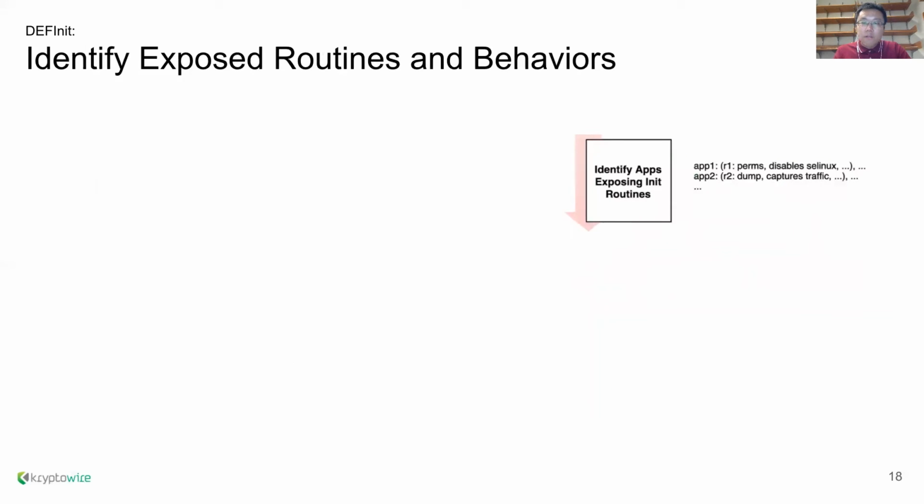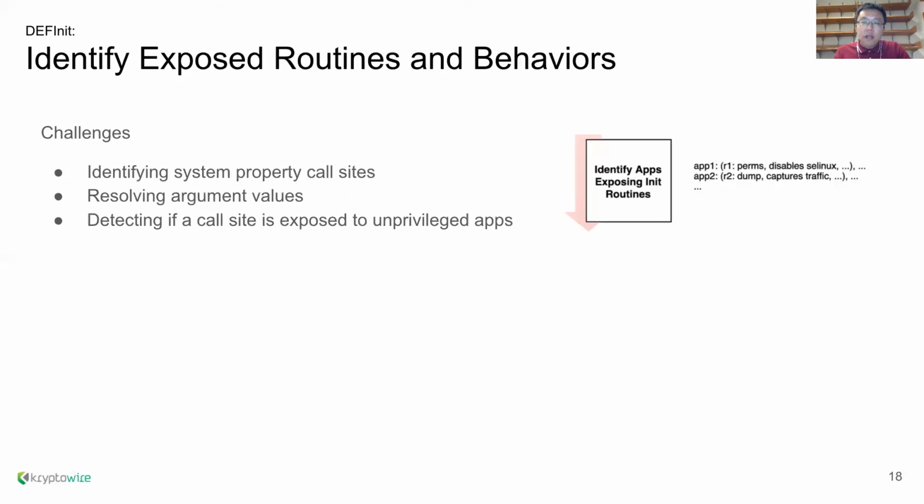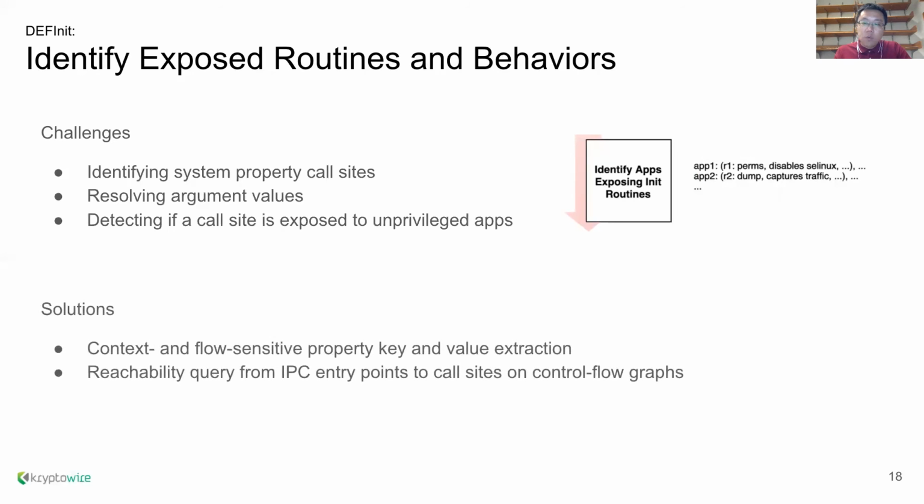In the last step, we identify the exposed routines and their behaviors. This requires identifying app call sites that invoke APIs, setting system properties, and resolving the corresponding argument values. We also need to detect if a call site is exposed to unprivileged apps. To solve these challenges, we developed a context- and flow-sensitive property key and value extraction technique. It can accurately identify the read or written property keys and the mapping between each property key and its corresponding value. We then identify the exposed routines by querying the reachability from IPC entry points to call sites on control flow graphs.